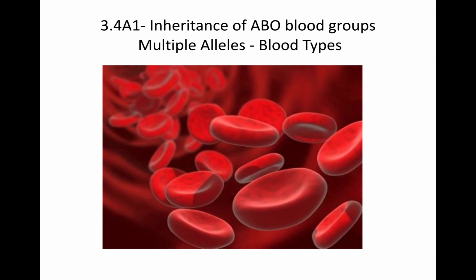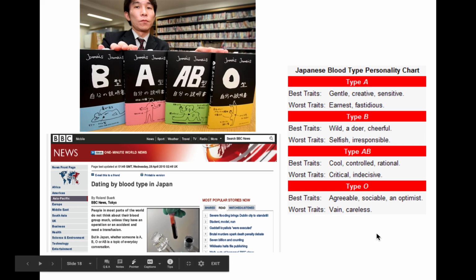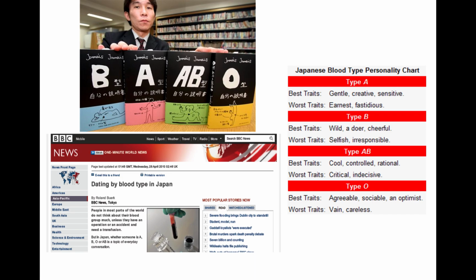So this is a picture of a red blood cell. What's interesting is that some cultures consider blood types so important. It's not just a genetic trait that you inherit, it's also your personality, and they use it sometimes for dating and relationships and personalities. So I know when I lived in Korea, I was asked often what my blood type was, and this kind of went with what my personality would be.